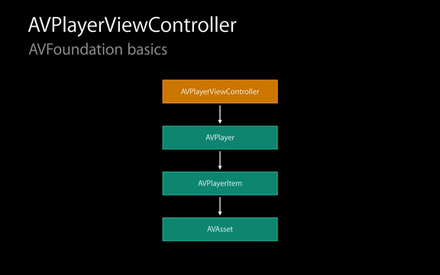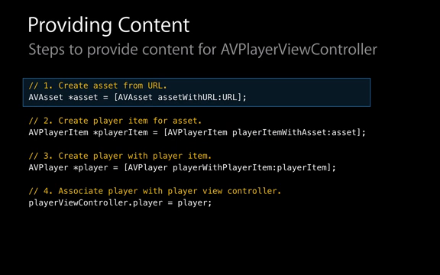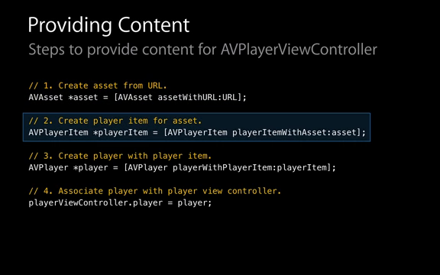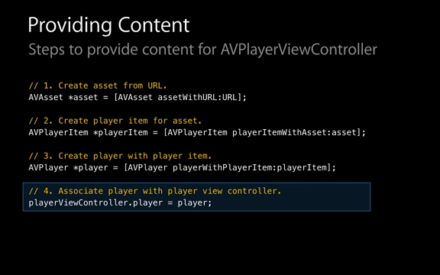This means in order to provide content for an AVPlayerViewController, you have to do the following steps. First, create an AVAsset from an NSURL. This URL can either be a local file on disk or a remote URL. With an AVAsset, you then create an AVPlayerItem. Once you have an AVPlayerItem, you can create an AVPlayer object. And finally, you associate the AVPlayer object with the AVPlayerViewController.